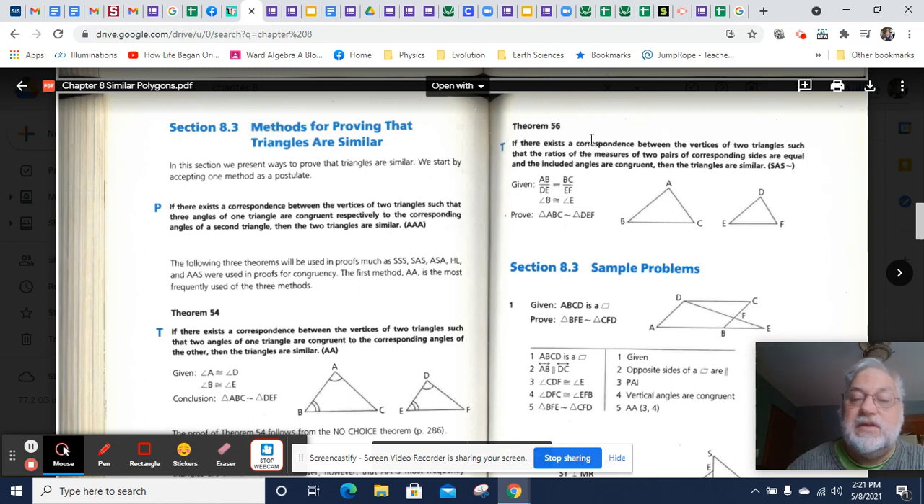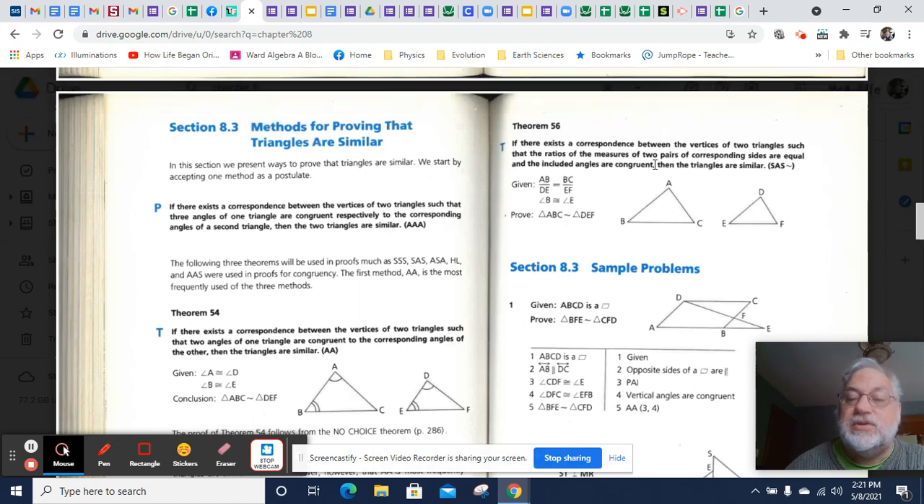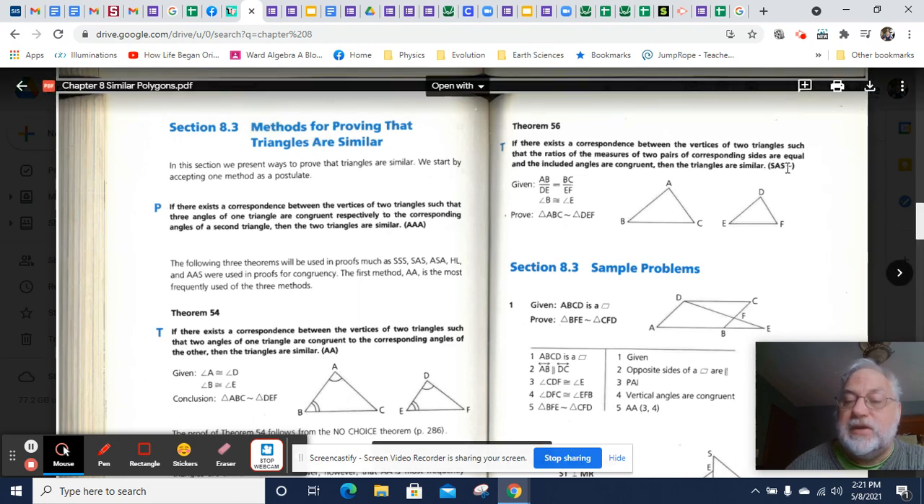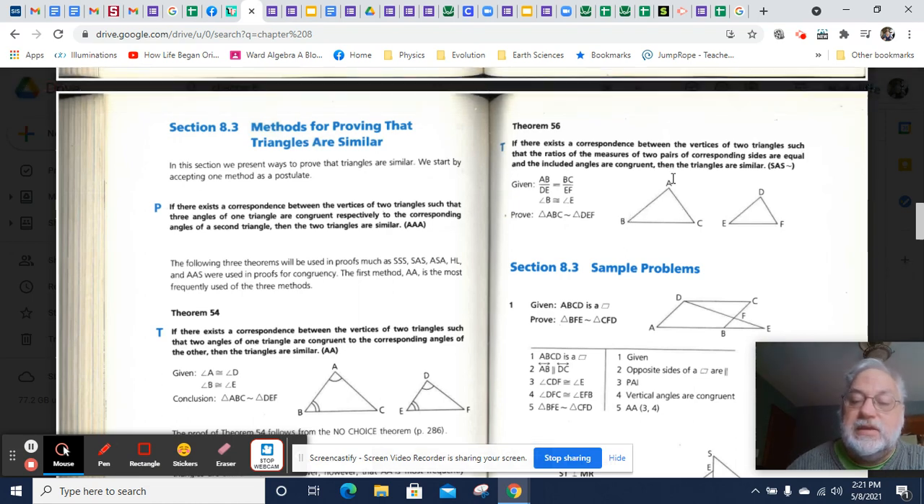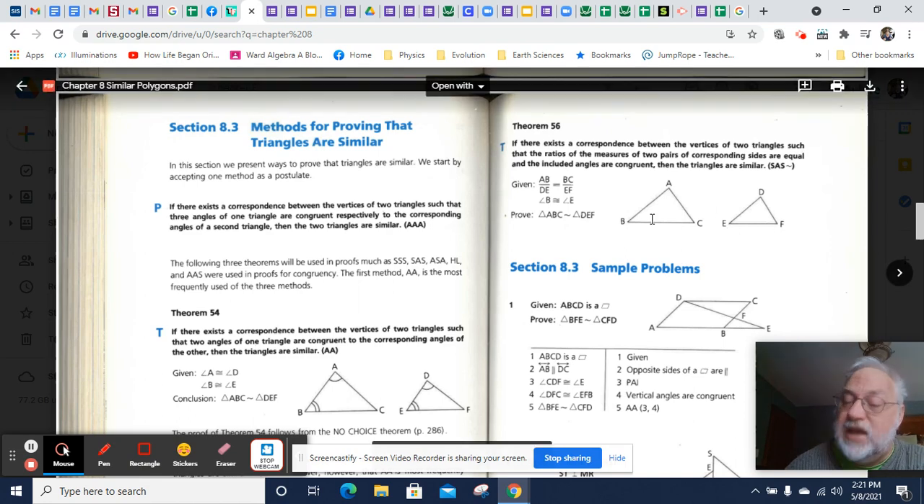So Theorem 56: if there exists a correspondence between the vertices of two triangles such that the ratios of the measures of two pairs of corresponding sides are equal, and the included angles are congruent, then the triangles are similar by side angle side similarity. So here we've got AB is to DE as BC is to EF, and the included angle, which is B and E in both respectively, are congruent, then these triangles are similar.